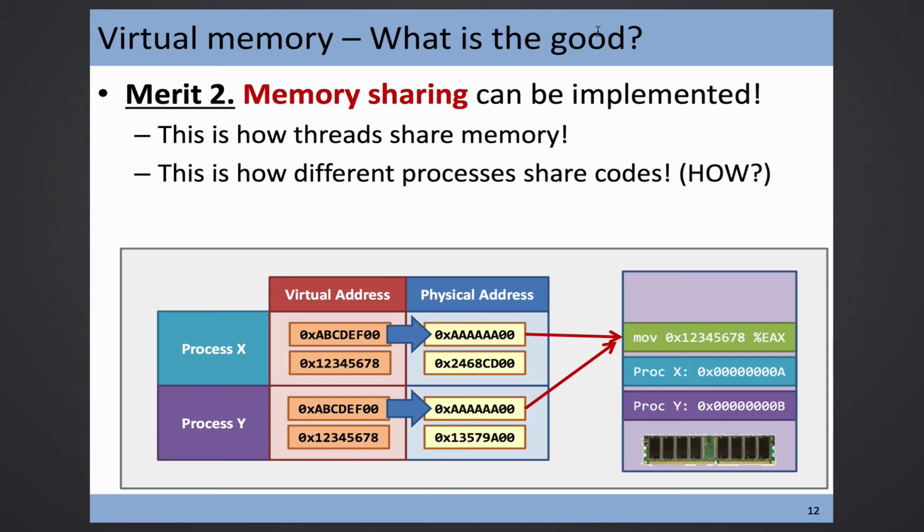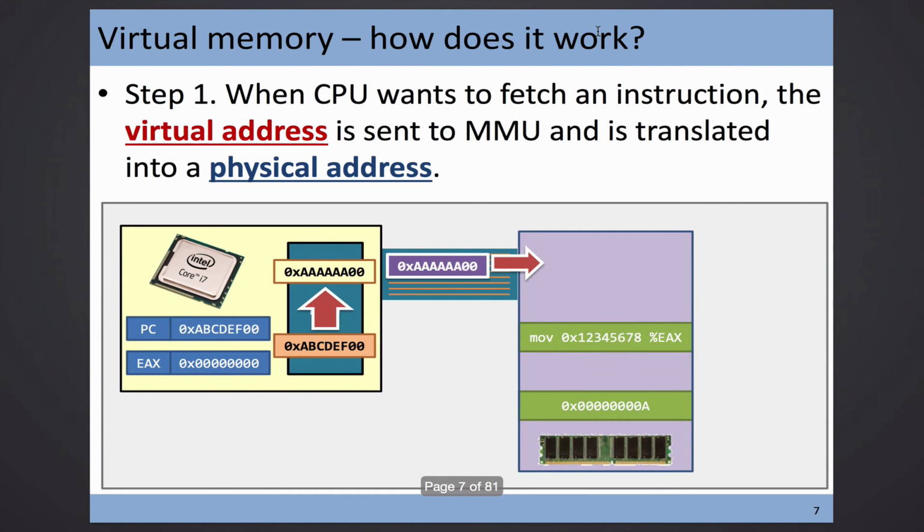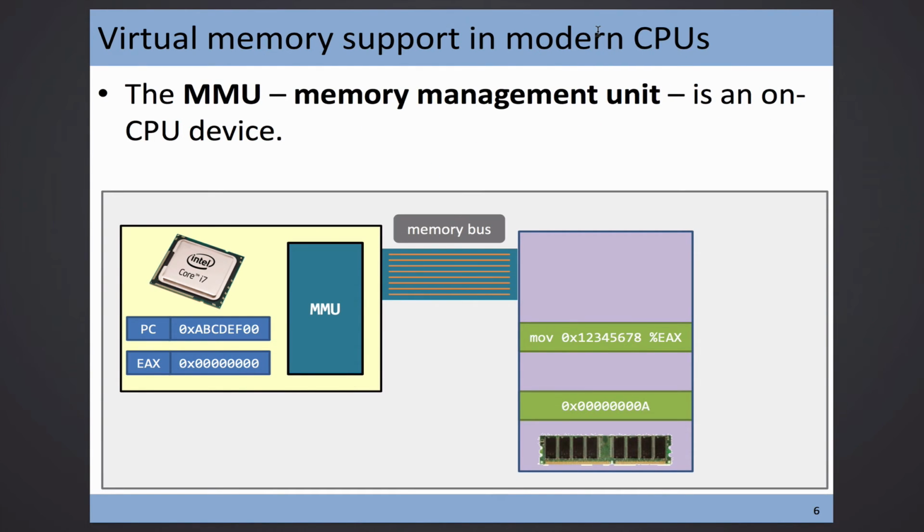Memory sharing is done by mapping the same virtual address of two different processes to the same physical address. Any question you want to ask up to this point? Up to this point, I didn't tell you how to do the mapping, right? I just told you that there exists a mapping, and the mapping is governed by hardware called the MMU, memory management unit, inside the CPU.